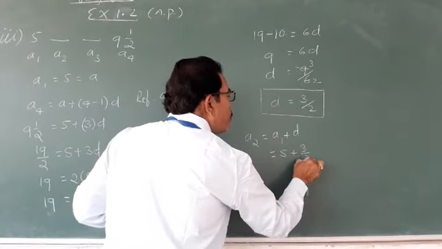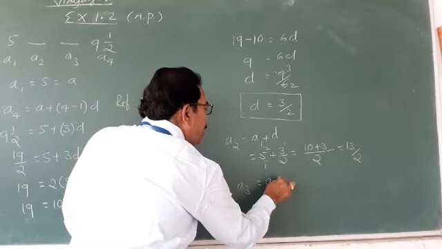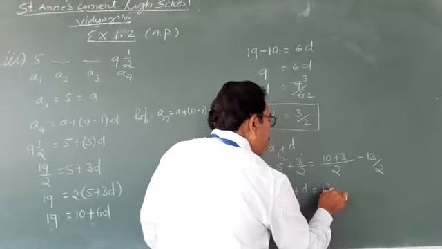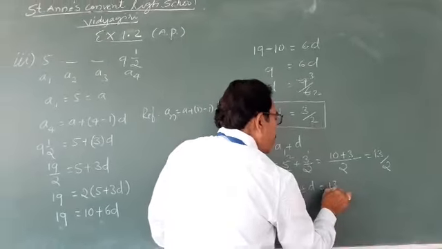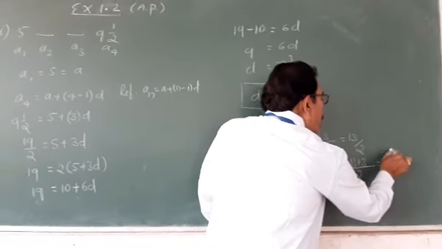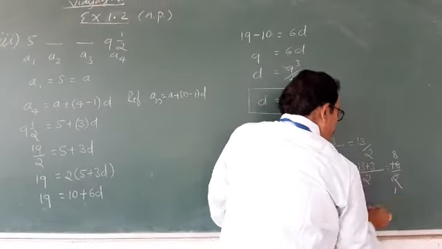Then we need A3. A3 equals A2 plus D, which equals A2 is 13 by 2 plus D, 3 by 2. Okay, LCM is 2. 13 plus 3 equals 16 by 2. 2 1s are 2, 2 8s are 16. Therefore, A3 equals 8.